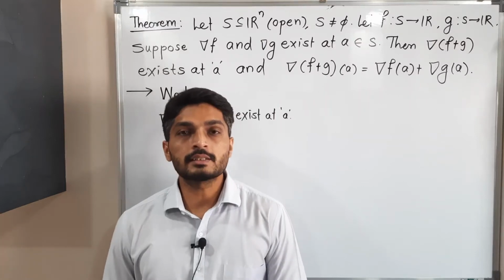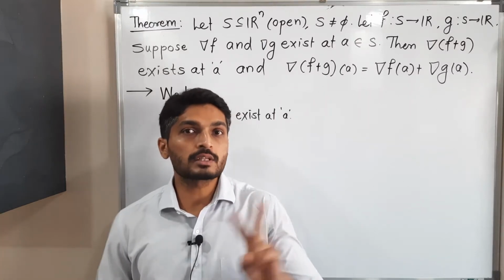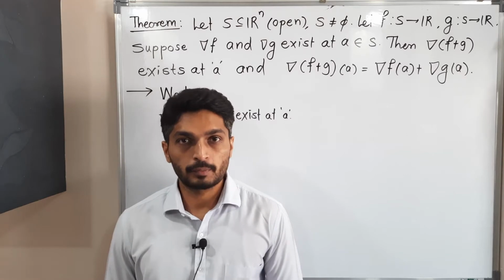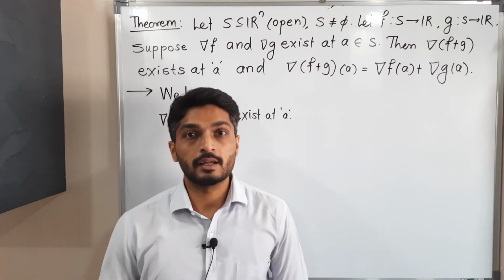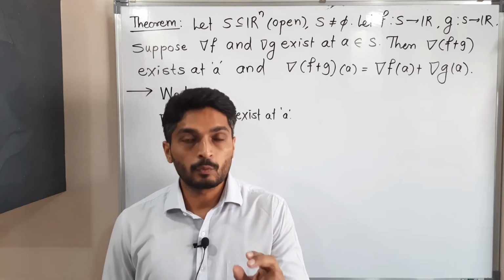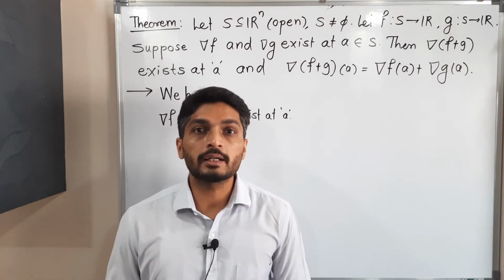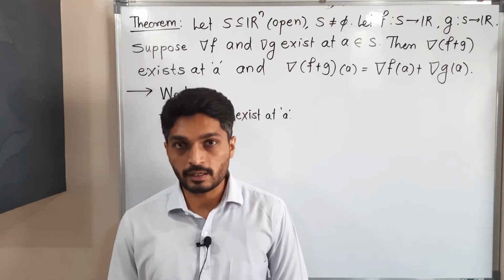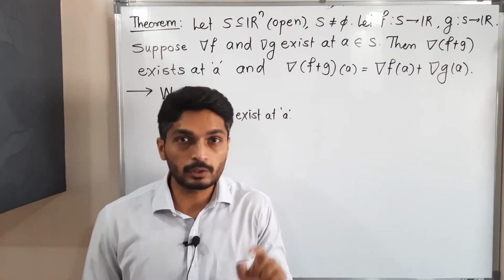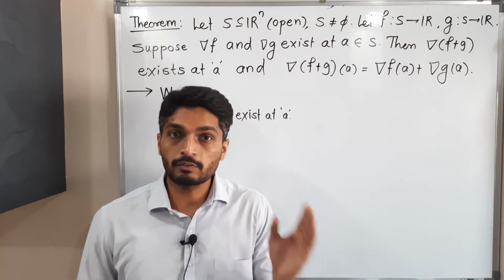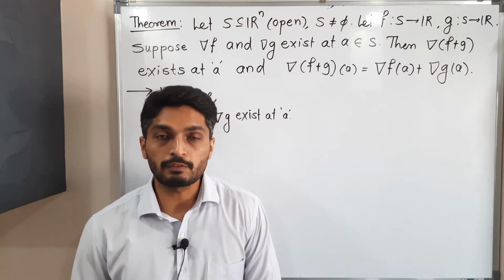So let us discuss this theorem. In this theorem, we have two scalar fields, f and g. The given thing is that del f and del g both exist at point A. What we have to prove? We have to prove that del (f plus g) also exists at A, and it can be calculated in this way: del (f plus g) at A, obviously, is equal to del f of A plus del g of A. This thing we have to prove.